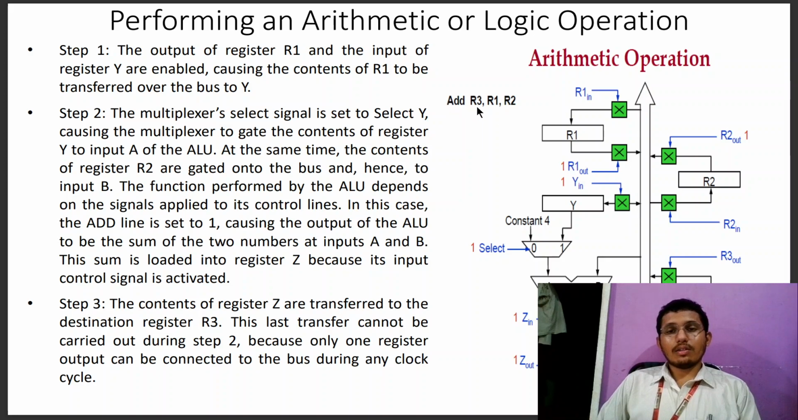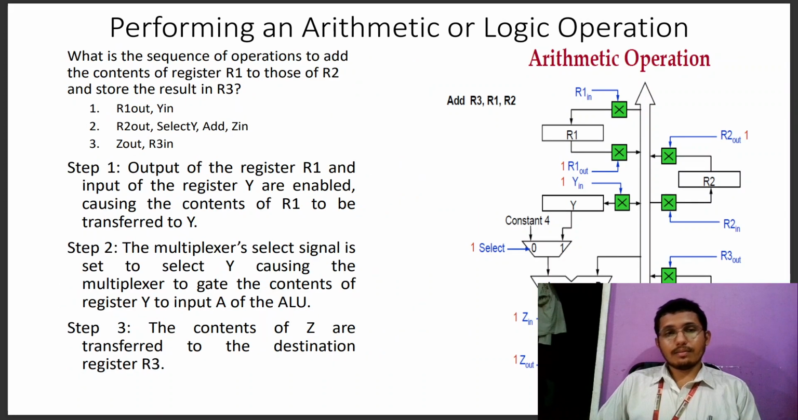This is how it works. If we take the instruction Add R3, R1, R2, what happens is the data of R1 and R2 are added and stored in R3. So the data of R1 and R2 will be added and stored in R3.